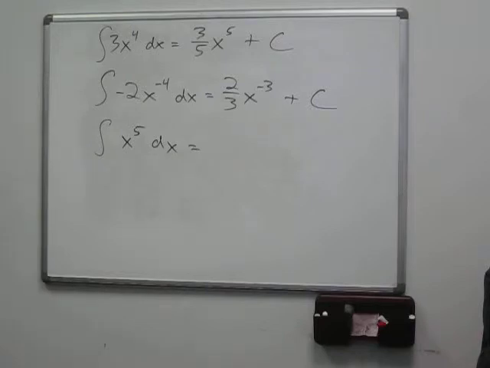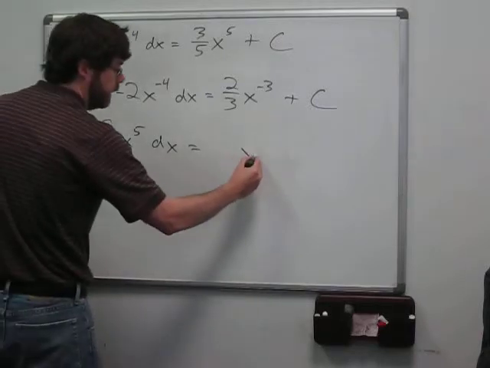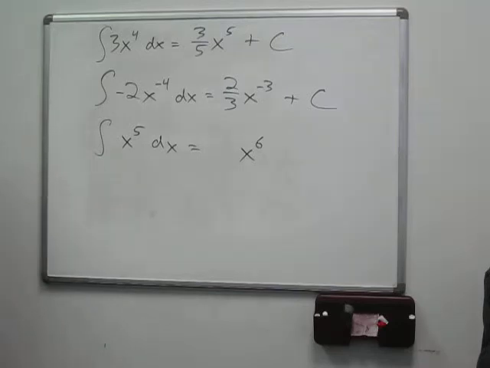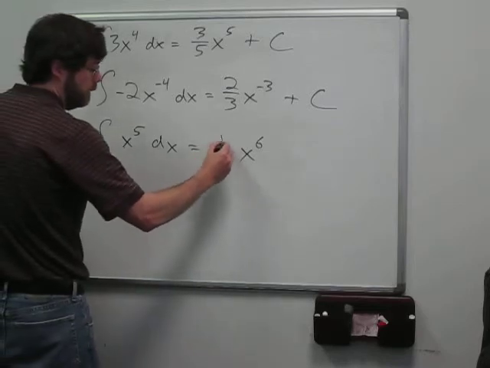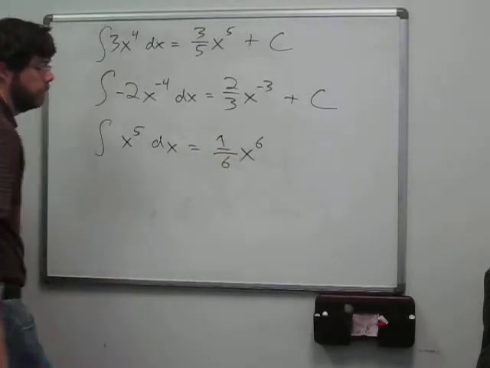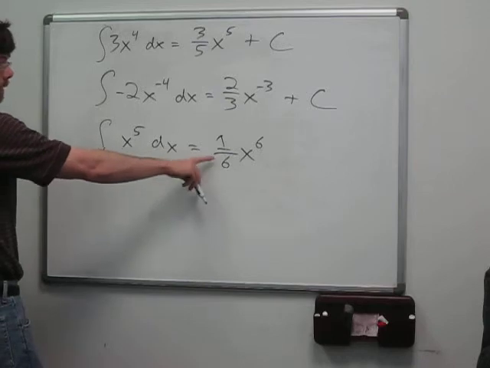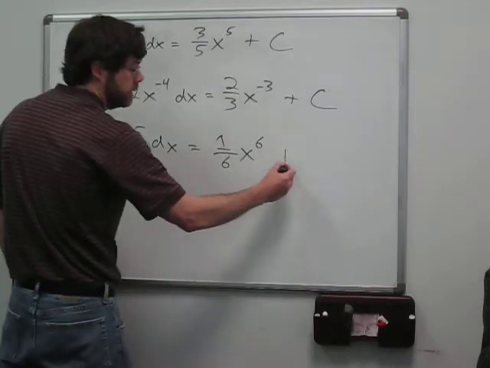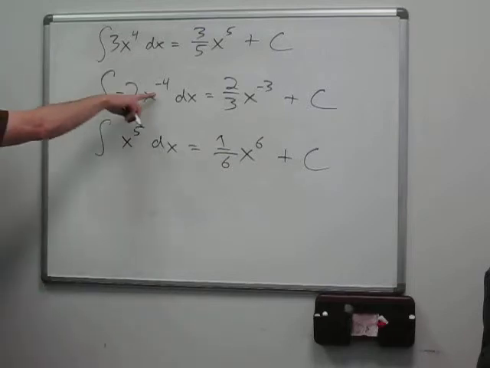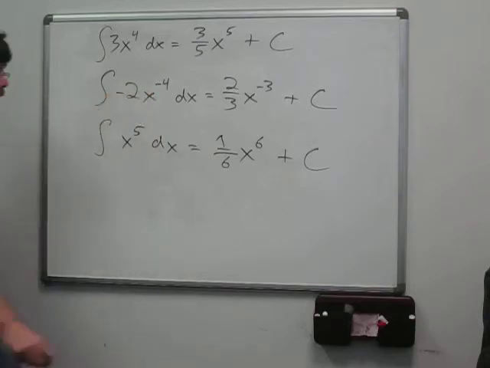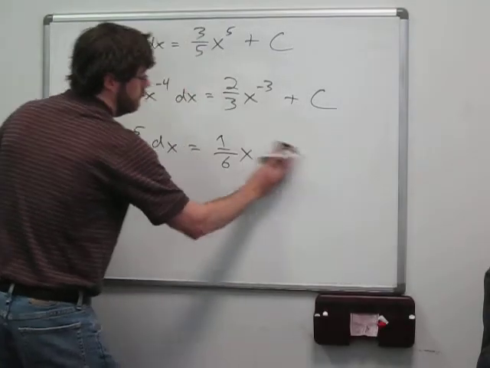Antiderivatives of x to the fifth. Well, to get x to the fifth, we need to add 1 to that power, so we need something involving x to the sixth. To get a coefficient of 1, divide 1 by the new power, so our coefficient here is 1/6. So this rule works with any power except for -1. We'll address -1 in the next video.